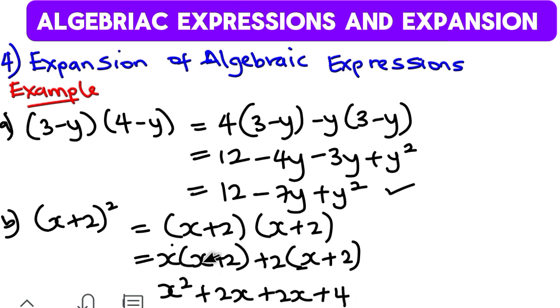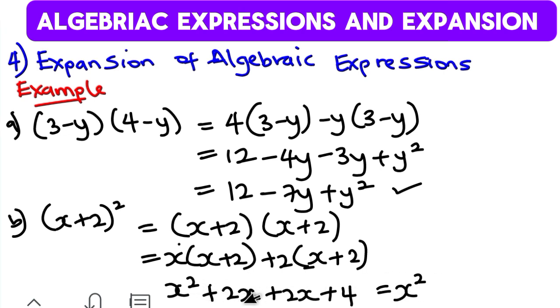X times x is x squared. X times 2 is 2x. Plus 2 times x is plus 2x. Plus 2 times plus 2 is plus 4. And this will be equal to x squared plus 2x plus 2x is plus 4x plus 4. And that's our answer.